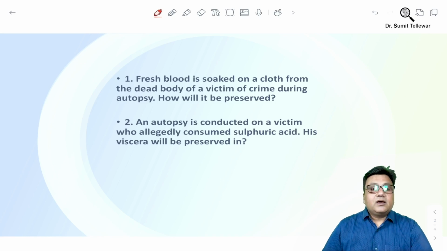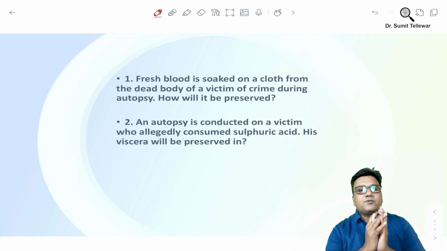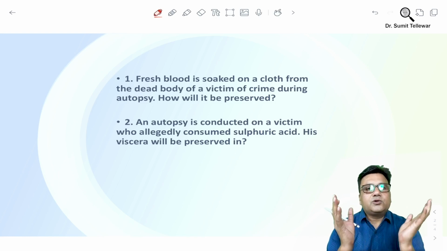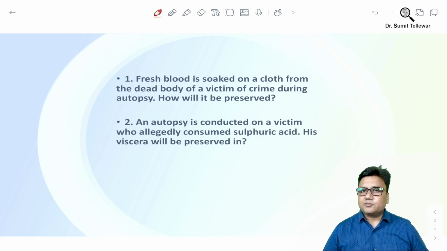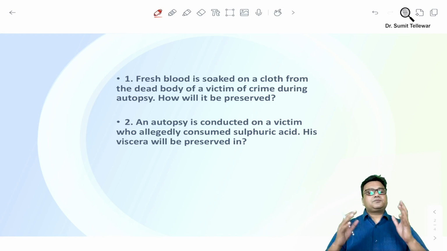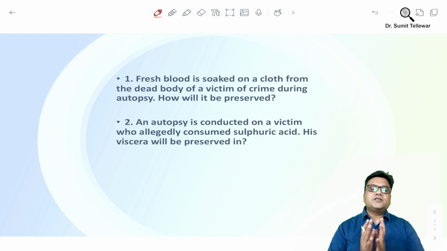Another question, let's see. Question number 2. An autopsy is conducted on a victim who allegedly consumed sulfuric acid. His viscera will be preserved in. So the question number 2 again is a very straightforward question talking about visceral preservation in autopsy, but in this case the particular compound or the chemical is sulfuric acid consumption, right? So now we understand that we are going to talk about some very important but very common preservations that are done around autopsies or during investigations in forensic medicine.